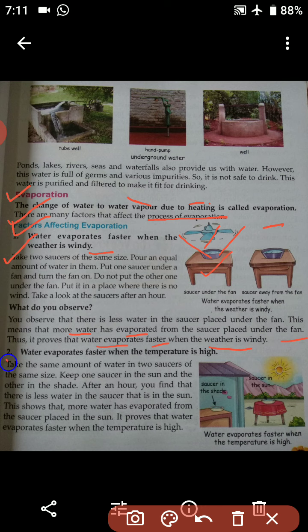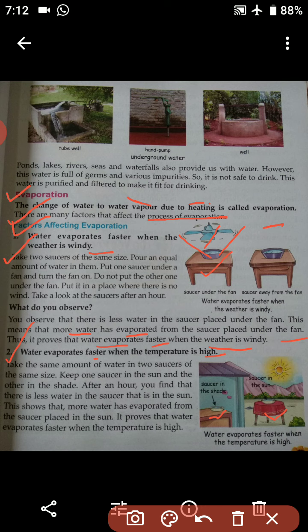So number 2, you see, water evaporates faster when the temperature is high. So students, water will also evaporate faster when the temperature is very high. This is very easy, I hope all of you know this. Take the same amount of water in 2 saucers of the same size. Here you can see in the image, these saucers are taken.